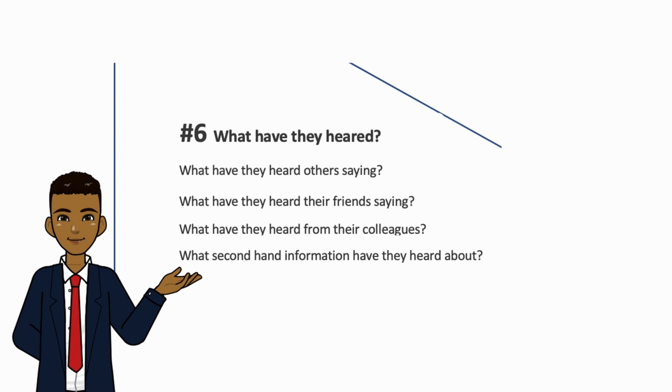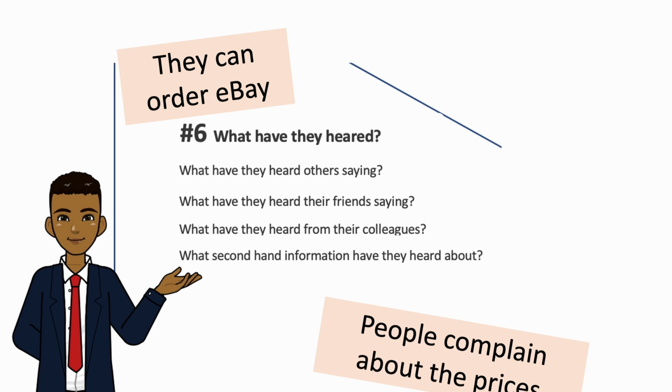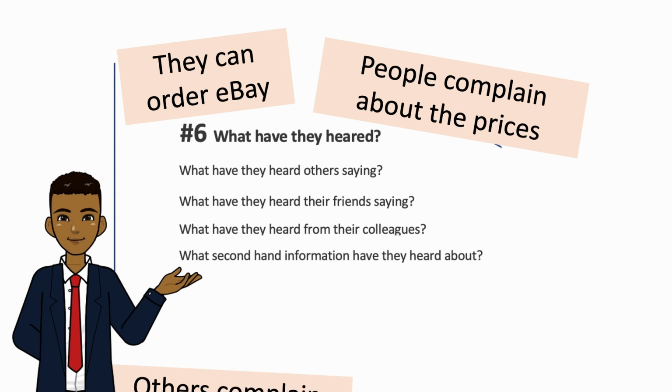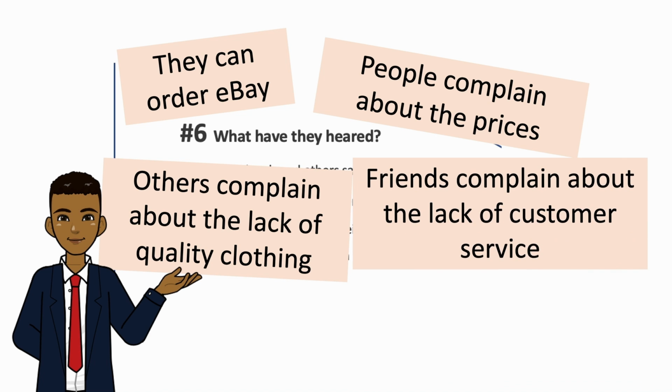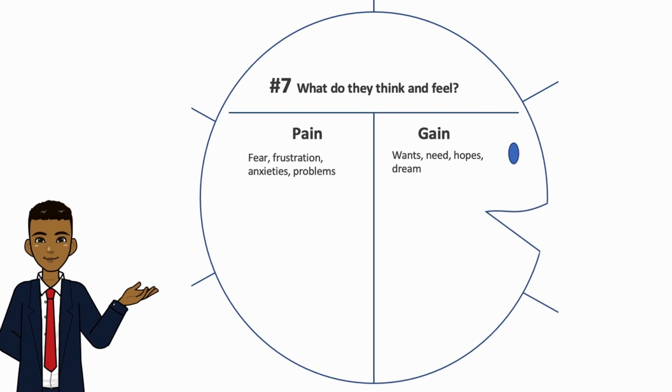And then we have number 6. It's all about what have they heard. What have they heard their friends saying? What have they heard from their colleagues? What second-hand information have they heard about? So, for example, in Lena's case, she probably heard they can order on eBay. People complain about the prices, others complaining about the lack of quality clothing, friends complaining about the lack of customer service. There is a trend happening there.